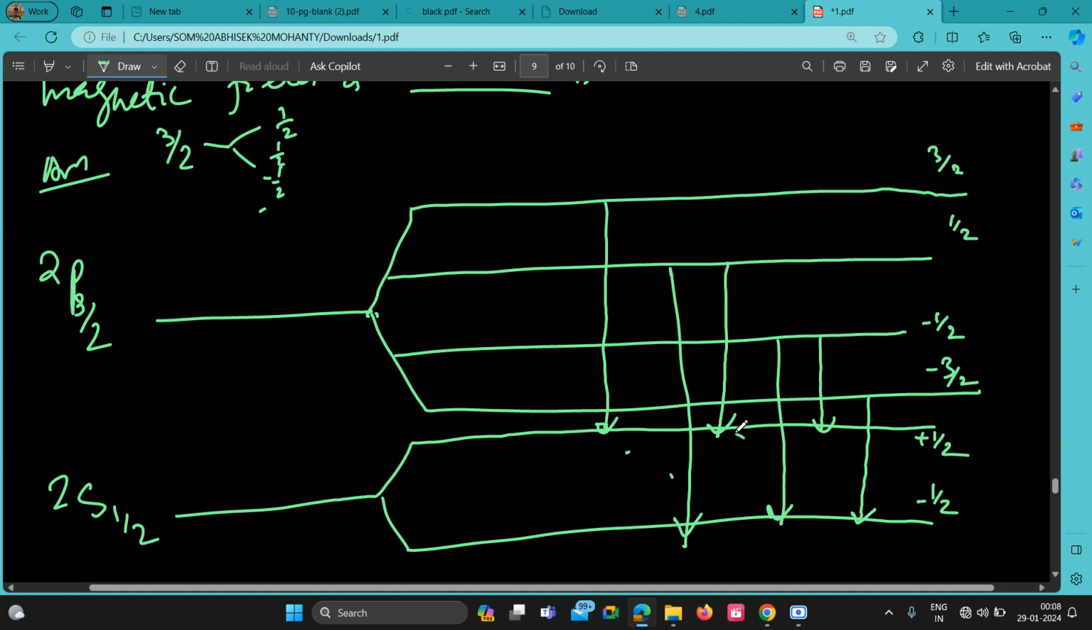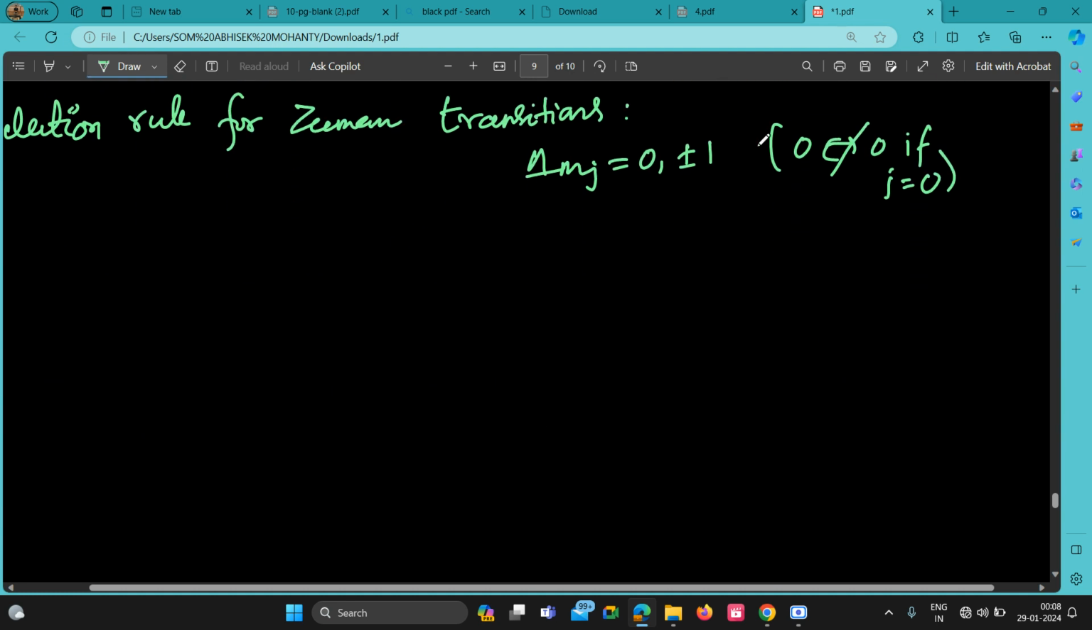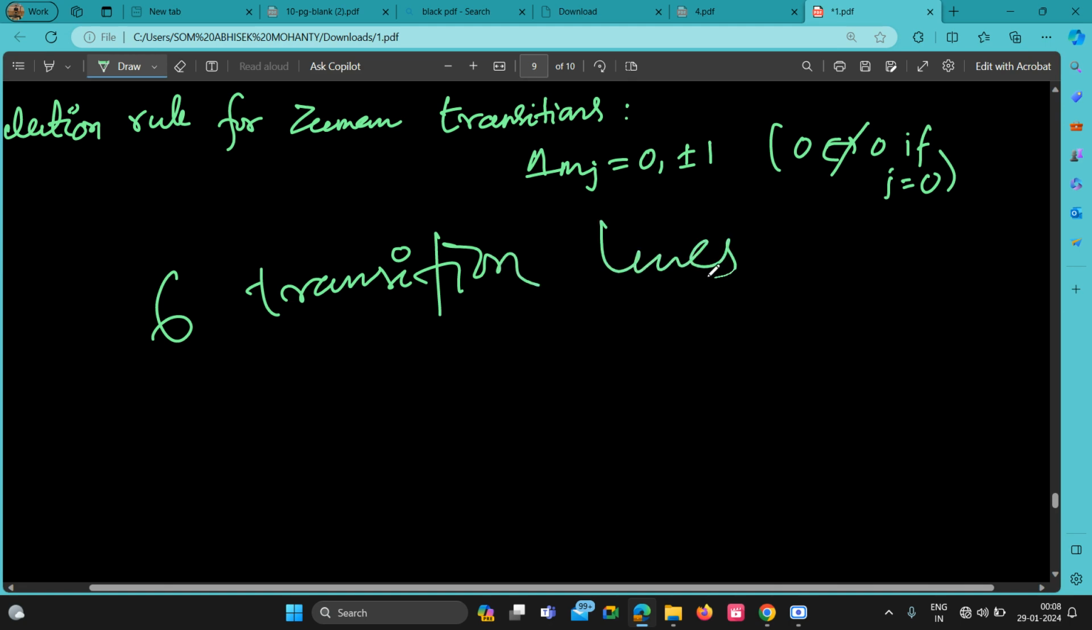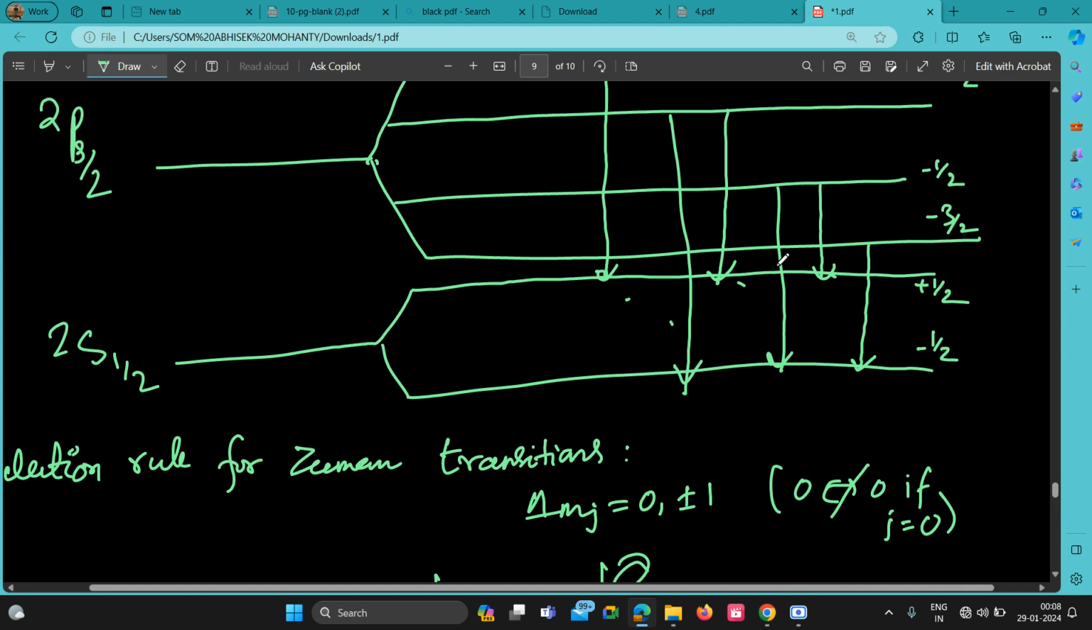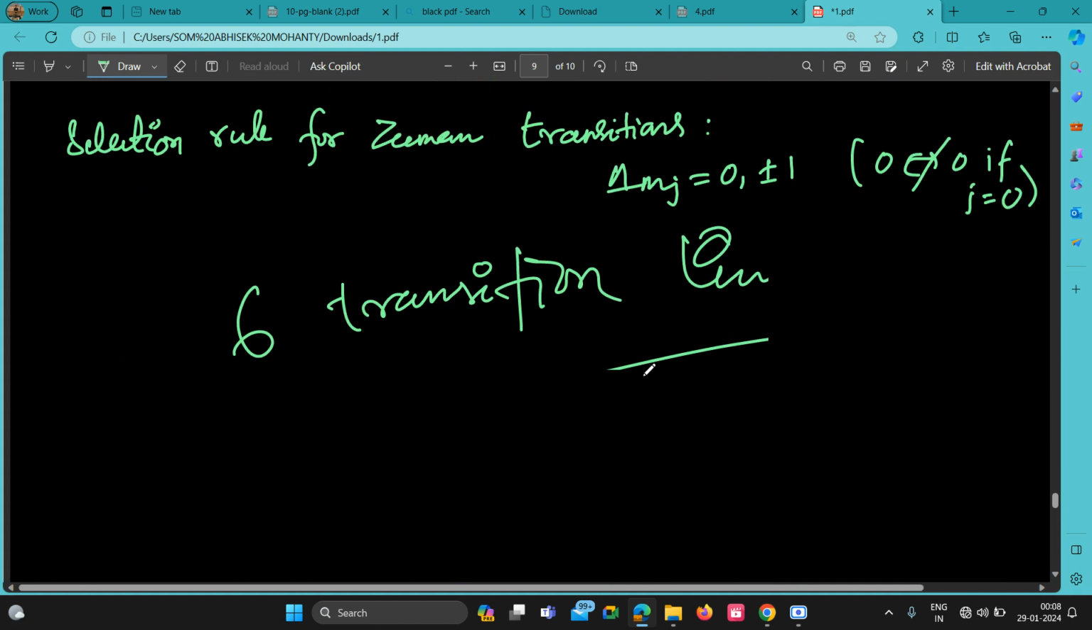So 1, 2, 3, 4, 5, 6. So 6 lines, total 6 transition lines. That will be the answer. So the answer will be 6. Is that alright? Okay. Write one homework.